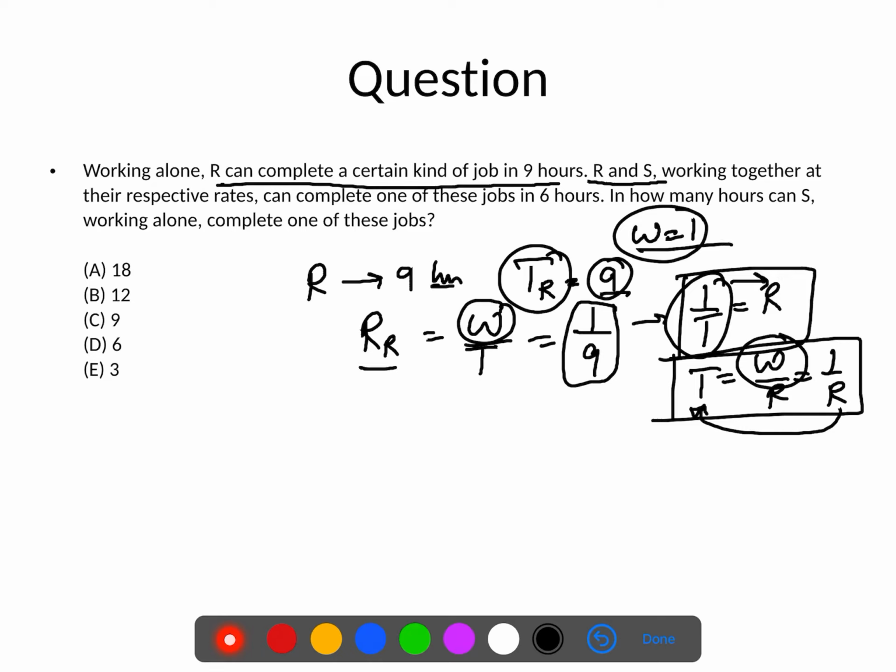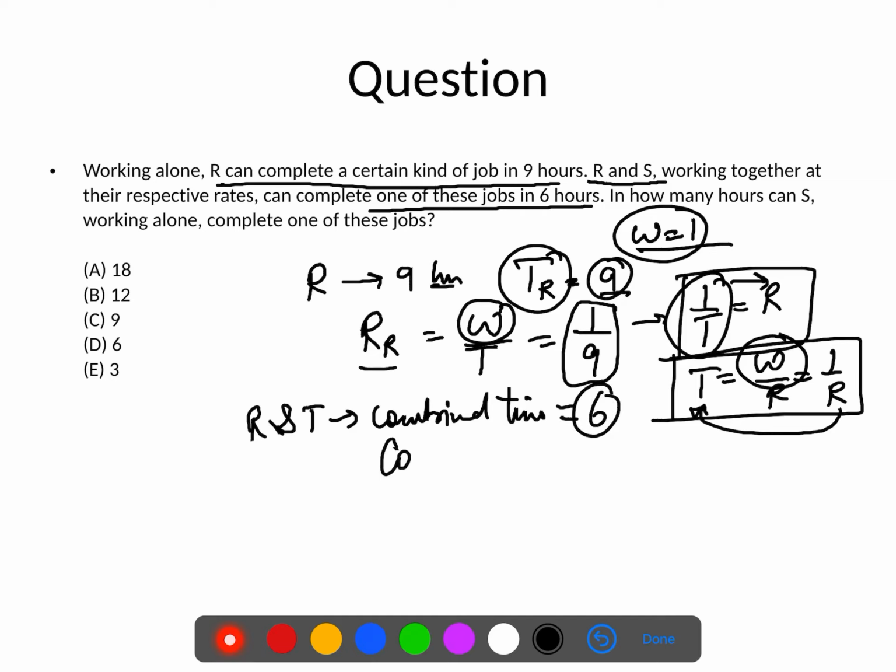Same way, R plus S working together at their respective rates can complete one of these jobs in 6 hours. So R and S combined time is equal to 6 hours. So the combined rate will be equal to work upon time, 1 over 6.